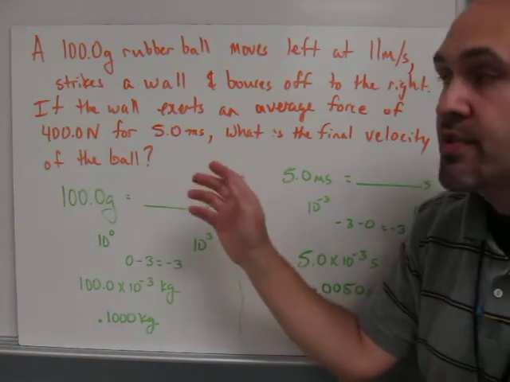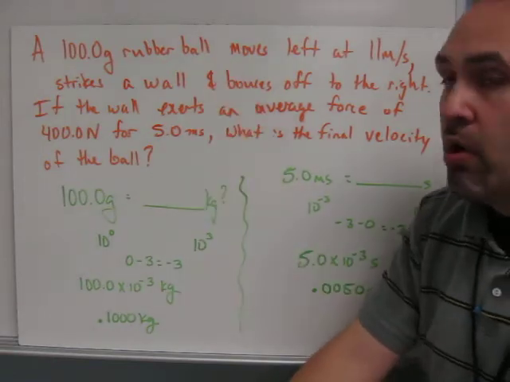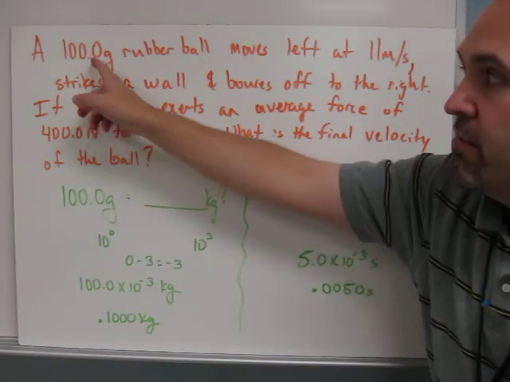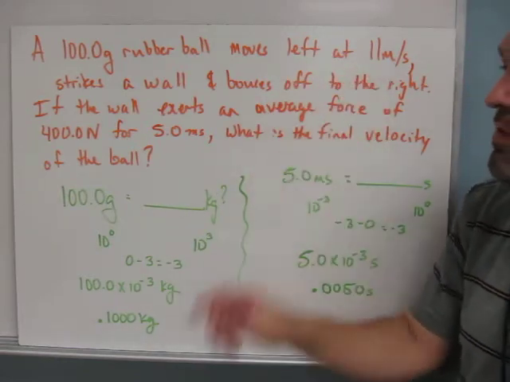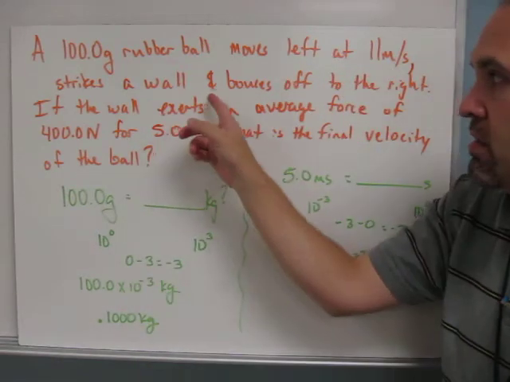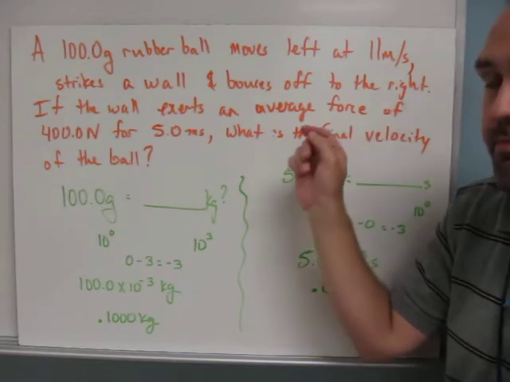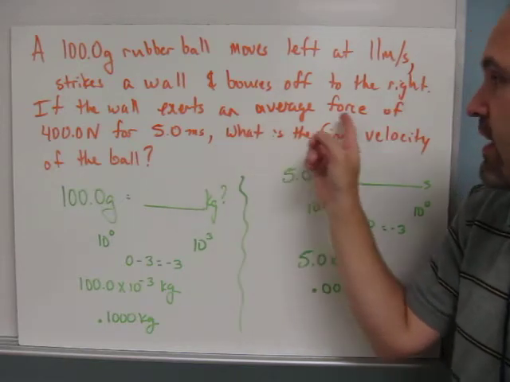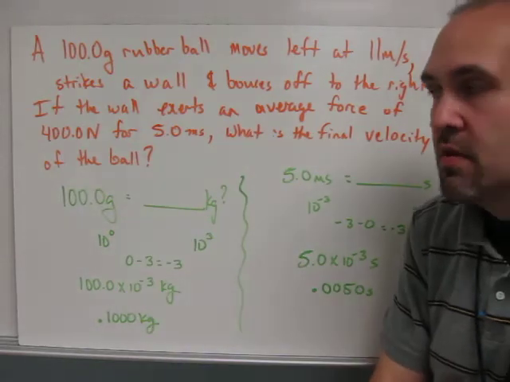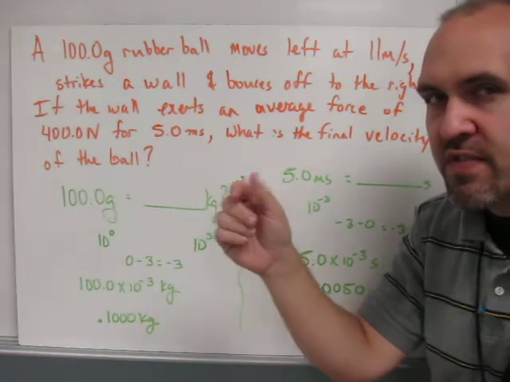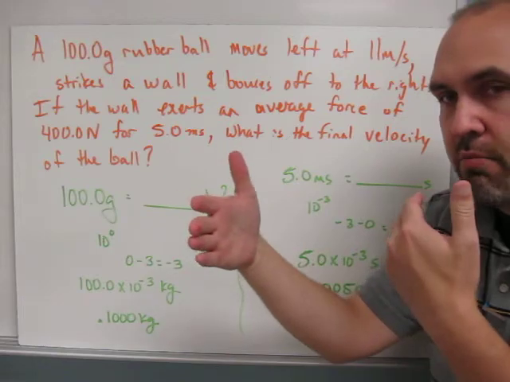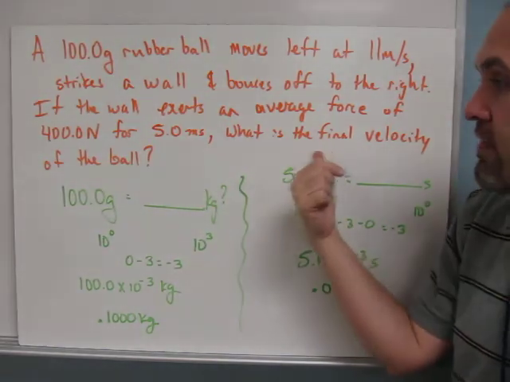So, a very similar situation. In this case, we have a rubber ball hitting a wall. Let's let that rubber ball have a mass of 100 grams. It moves leftward at 11 meters per second, strikes a wall, and bounces off to the right. If that wall exerts an average force of 400 newtons for 5 milliseconds, that's 5 thousandths of a second, which the ball is in contact with the wall and bounces off, what's the final velocity of the ball?